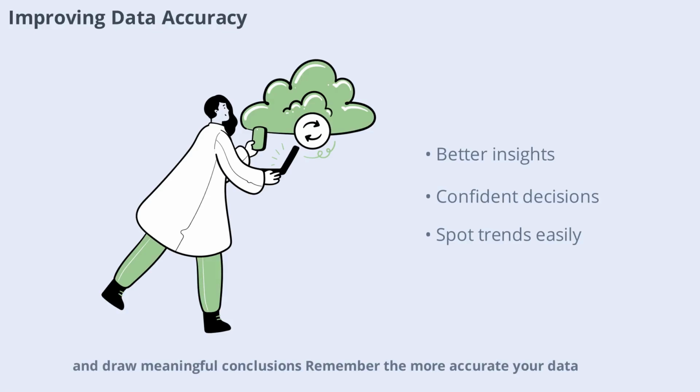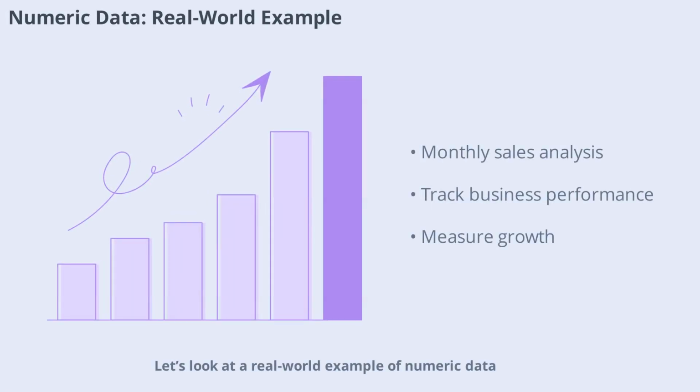Remember, the more accurate your data, the more valuable your analysis will be. Let's look at a real-world example of numeric data. Imagine you're analyzing monthly sales for a retail store. The sales amounts, quantities sold, and profits are all numeric data. You can use these numbers to calculate averages, totals, and growth rates. This helps you understand how your business is performing and identify areas for improvement. Numeric data is essential for measuring success and tracking progress over time.